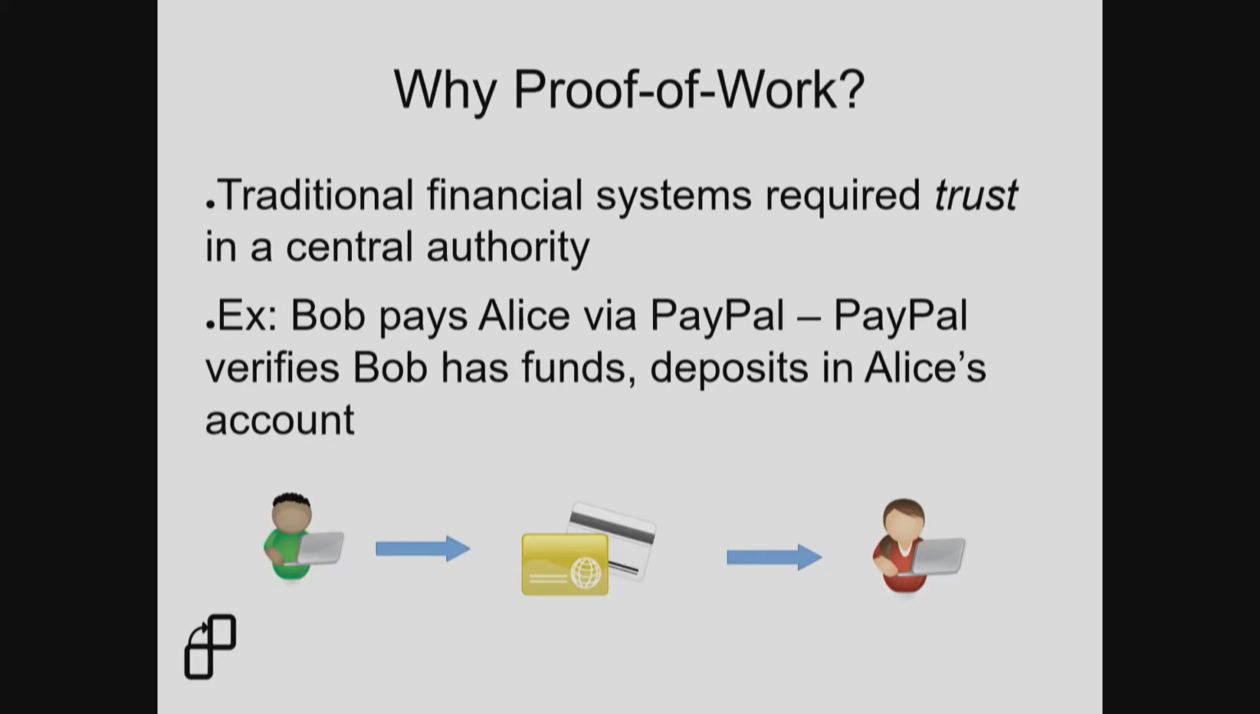So why do we need proof of work in the first place? In traditional payment systems like credit cards, PayPal, Venmo, those sorts of platforms, we have to trust a central authority to process payments and make sure that everything is correct when doing a transaction. So if Bob pays Alice via PayPal, PayPal sits in the middle of these two and has to verify that Bob has the amount of money that he says he does, and make sure that the final settlement occurs on Alice's end.